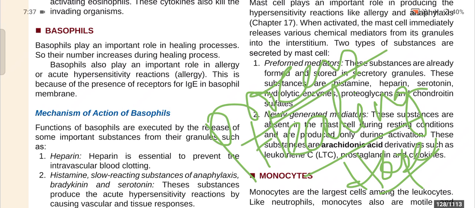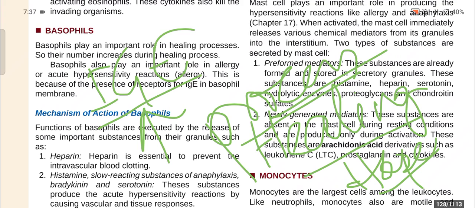So basophils play an important or major role in the healing process, so their number increases during the healing processes. And basophils also play an important role in allergy or acute hypersensitivity reactions, and this is because of the presence of receptors for IgE in the basophil membrane.